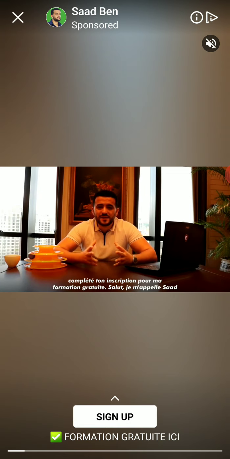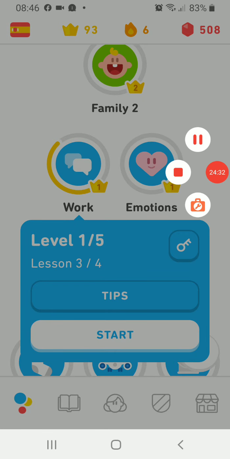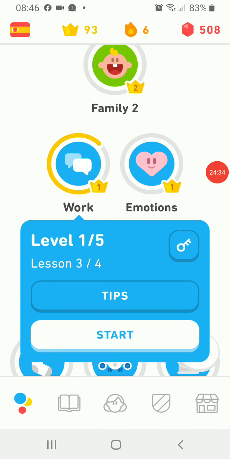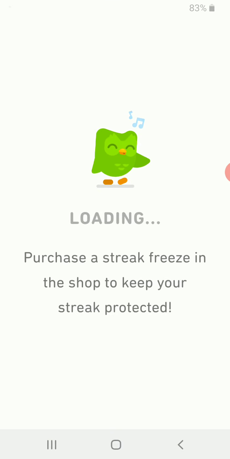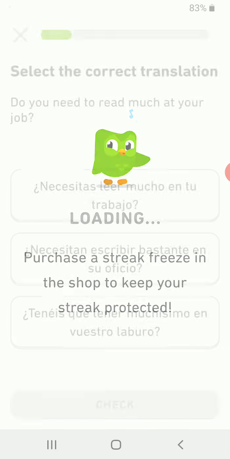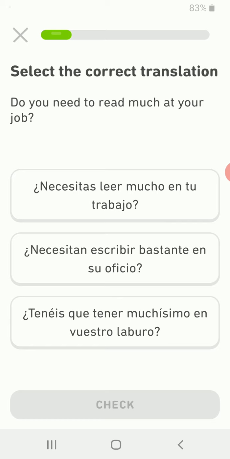One more round of exercises, of course. So how are we doing with the time? We are doing perfectly well because we still have roughly 5 minutes. Let's get going. And so you can purchase different things from the shop on Duolingo to make your lessons more interesting. But here we are concentrating mostly on learning new things and so on, and revising what we have already learned. Yeah, do you need to read much at your job?